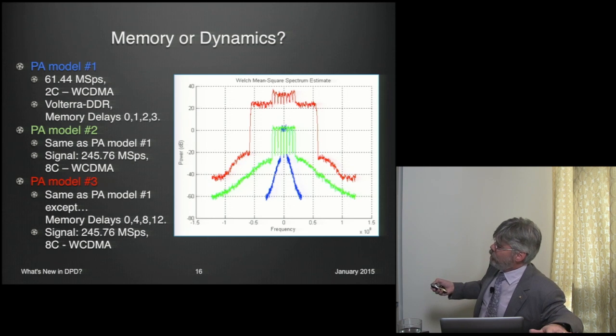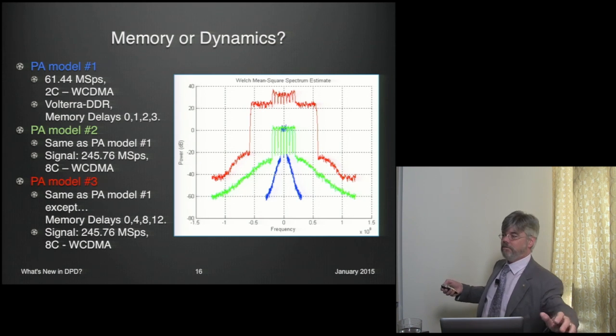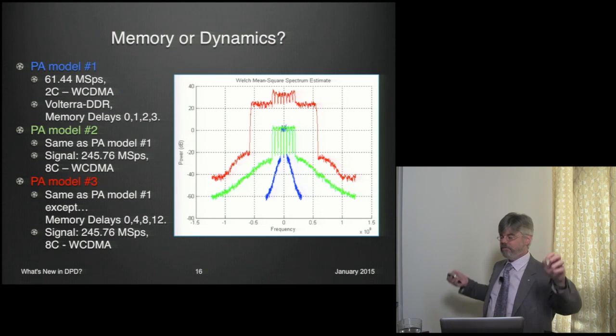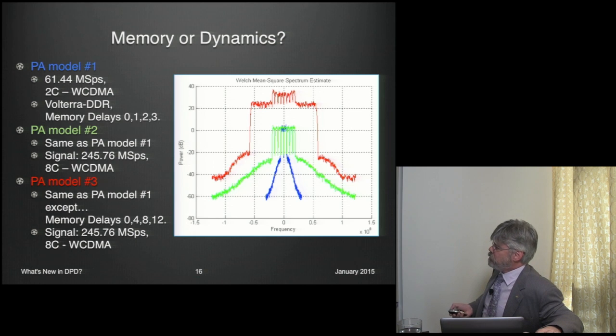And I built a Volterra-based model, a heavily math model, and I required memory delays: 0, which is the instantaneous signal, 1 sample delay, 2 sample delays, 3 sample delays. I get this model, and it's got a good normalized mean square error, minus 40 dB or something. So it's actually quite a nice model. So okay, I can now model a PA that will handle a 2-carrier wideband CDMA signal.